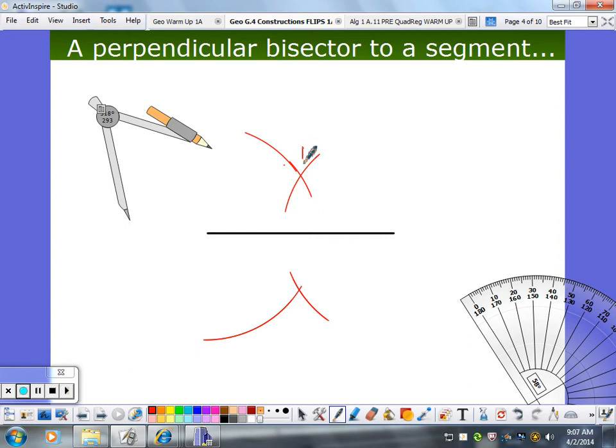If I had a straight edge that I could manage, I would, but I don't. You're going to use your straight edge to connect those points. And this will give you a perpendicular bisector to that line.